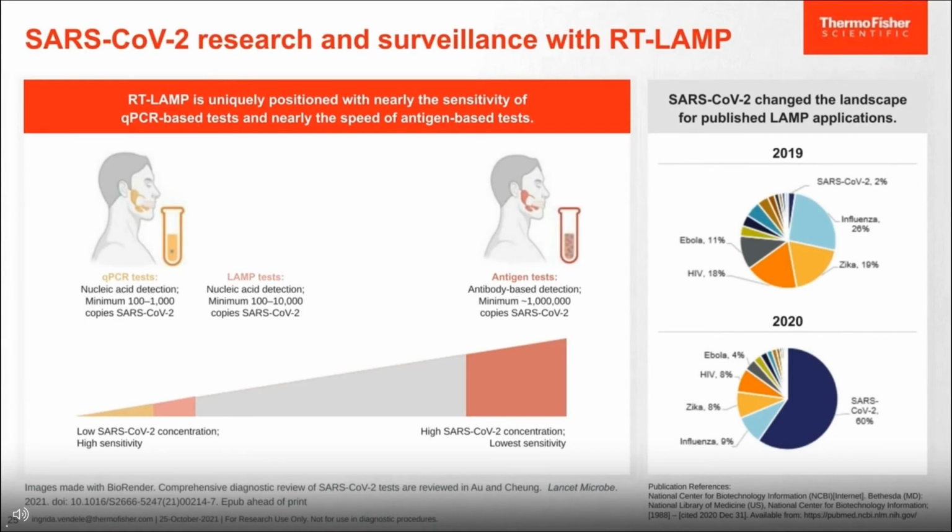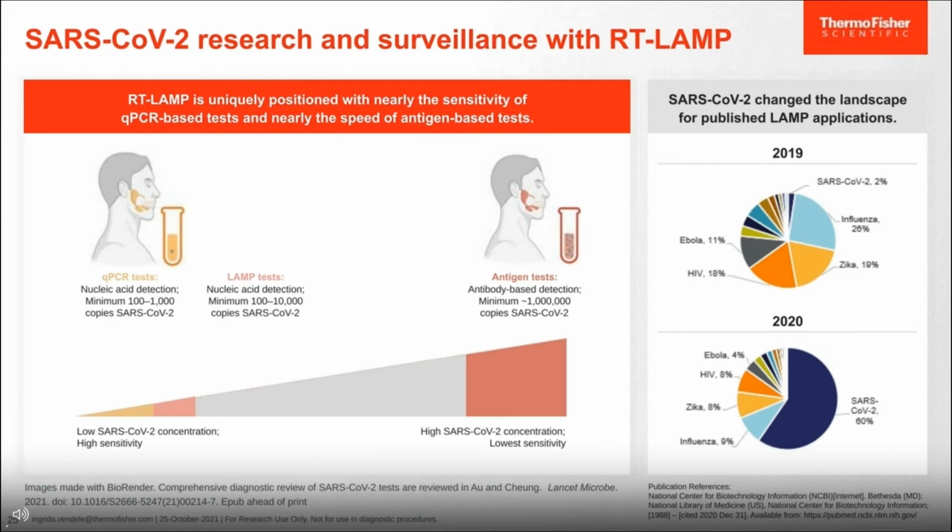In addition to the common SARS-CoV-2 tests we just discussed, RT-LAMP may be used for SARS research and surveillance. On the left, we're depicting SARS-CoV-2 viral load variation, where a person on the extreme left in yellow only has a low viral load. This low viral load may be detected with qPCR tests only because these tests have high sensitivity. On the right, the person in red has an extremely high viral load. This high viral load may be detected by any test, including the antigen tests, which have the lowest sensitivity.